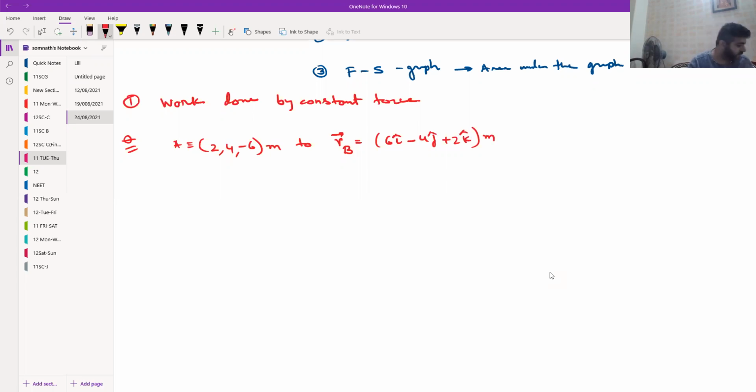6i - 4j + 2k meters, under a constant force F equals 2i + 3j - k newtons. So the question is that a particle moves from A, this one position, to this position under a constant force of this one. Find the work done.